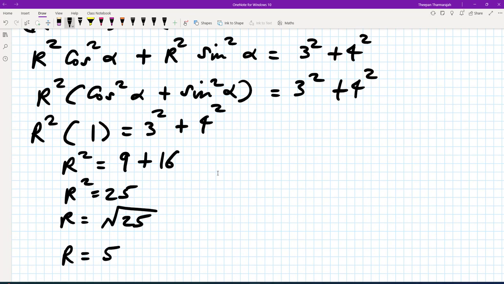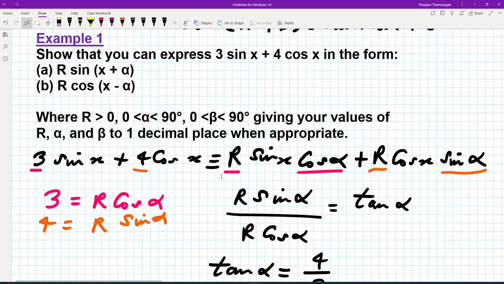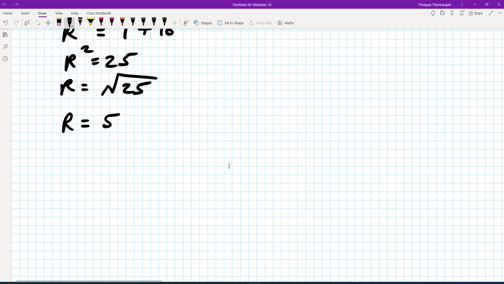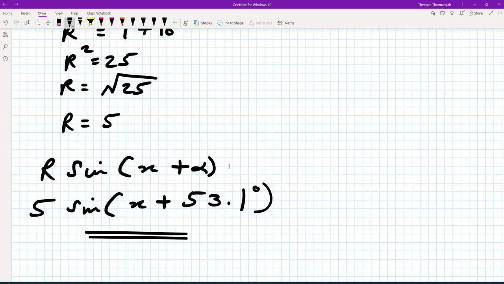But if you go back to the question, they state we need to write it in the form r sin(x plus alpha). So in the form of r sin(x plus alpha), we know that r is 5, so it's 5 sin x, and we worked out alpha to be 53.1 degrees, so you put plus 53.1 degrees, and that's the form required.